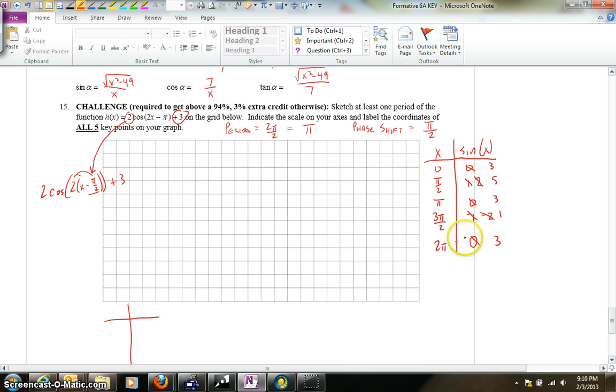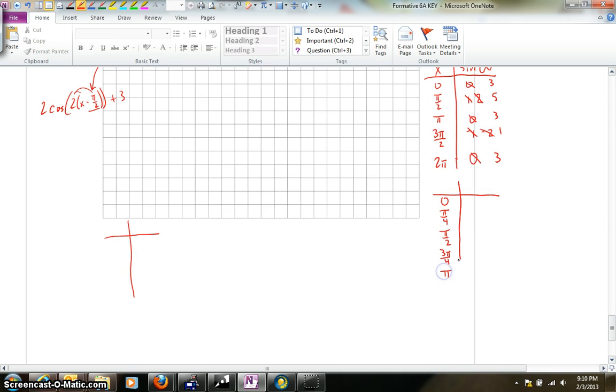Next, we're going to go ahead and adjust the period by dividing 2 away from each of our x's. So that ends up making all of our x's half as big, but so that's 0 still. This is pi over 4. This is pi over 2. This is 3 pi over 4. And this is just pi. And then still we got 3, 5, 3, 1, 3.